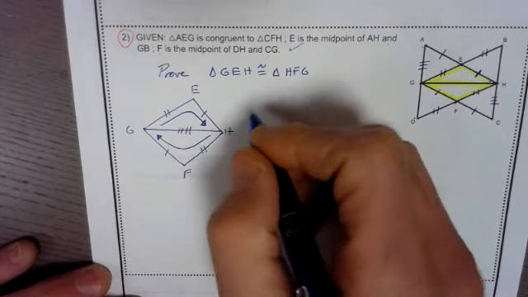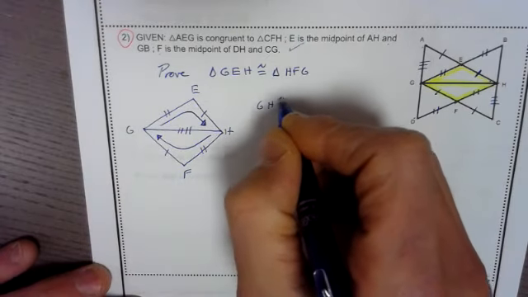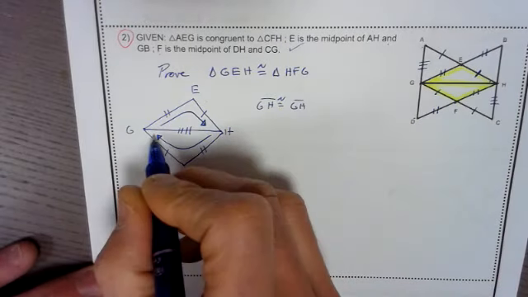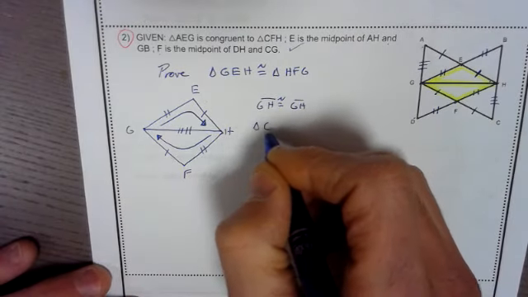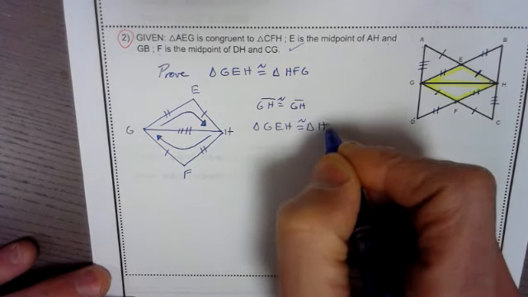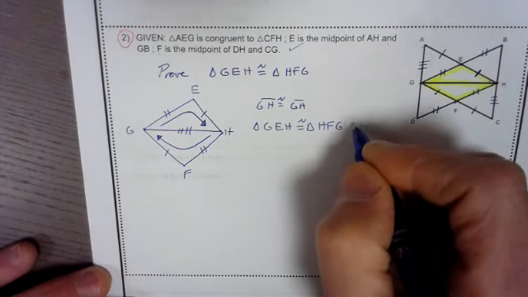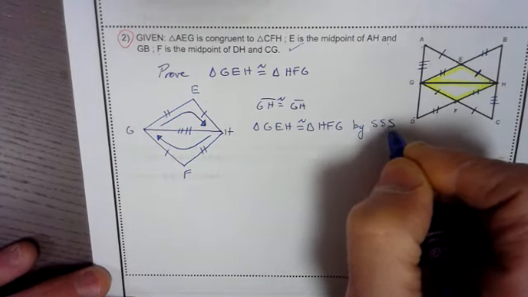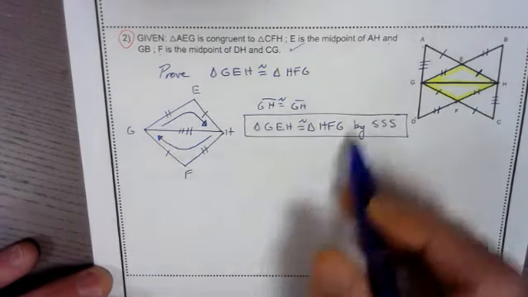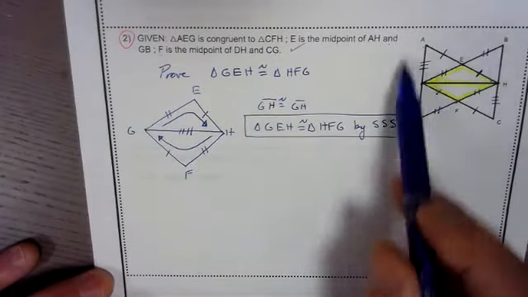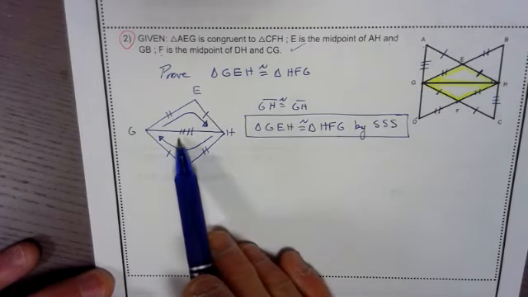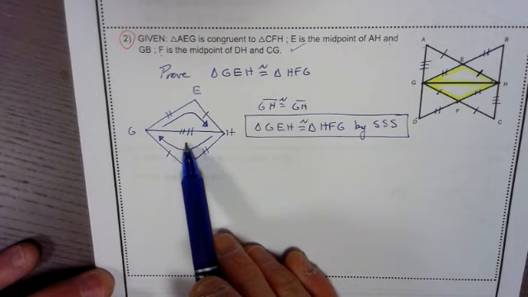Shared side, GH. GH is congruent to GH. So that's a shared side. Now we can prove it. Triangle GEH is congruent to triangle HFG by side, side, side. All right, so what strategies did we use in here? We used thinking aloud. We marked up our diagram, and we drew the triangle separately that we were trying to prove.